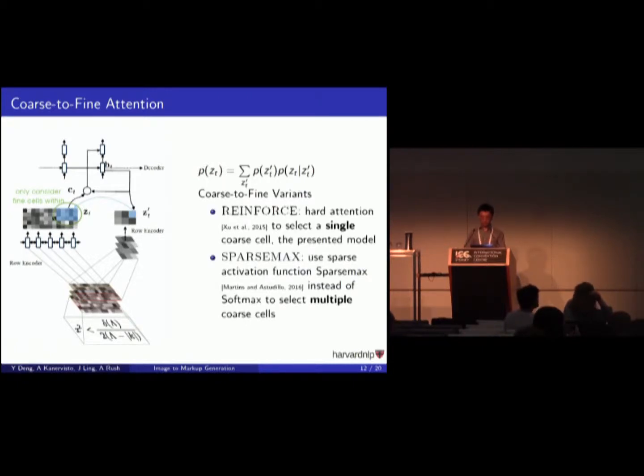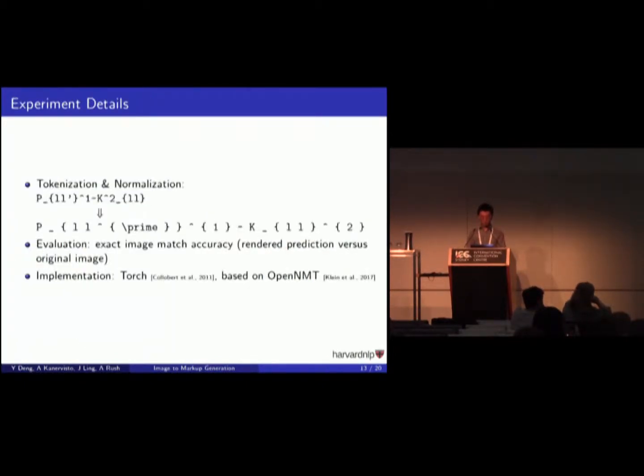We consider two variants of this model. The first one, REINFORCE, basically uses hard attention to select a single coarse cell. And the other one is sparsemax, which uses the sparse activation function sparsemax instead of softmax to select multiple coarse cells. So sparsemax can be trained in a vanilla backpropagation way, but the hard attention needs to be trained with the REINFORCE algorithm. So here are our experiment details.